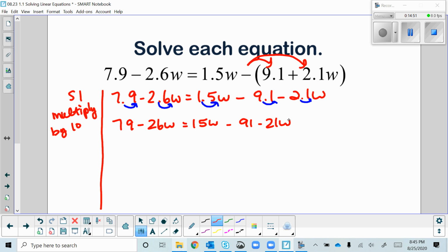And now we go back to our step 2 where we combine like terms on each side. So on the left side, again, there are no like terms. On the right side, we can combine the terms with the W. So 15W minus 21W is negative 6W. Then we have the minus 91.